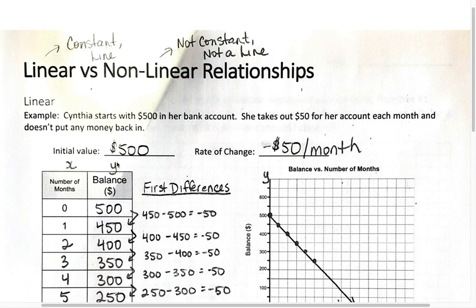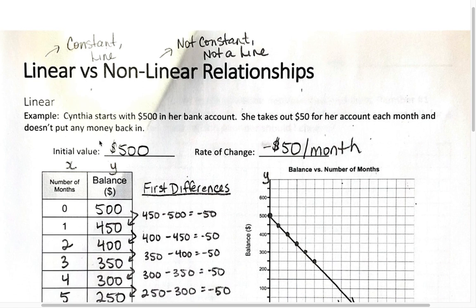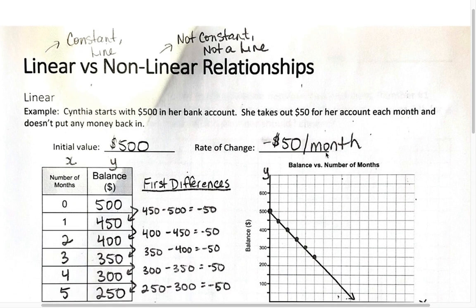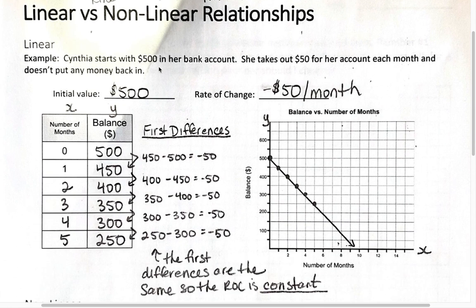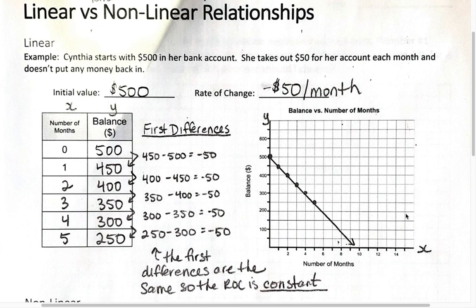First of all, we'll look at a linear relationship. In this situation, we have Cynthia who is opening a bank account and she's got $500 in it to begin with. She's going to take out $50 a month, and she doesn't put any money back into it. So she's just constantly taking $50 out each month.